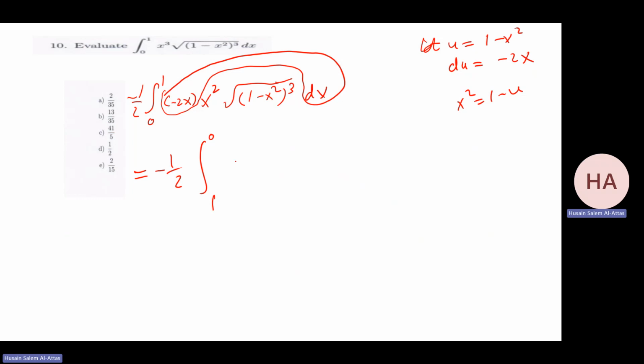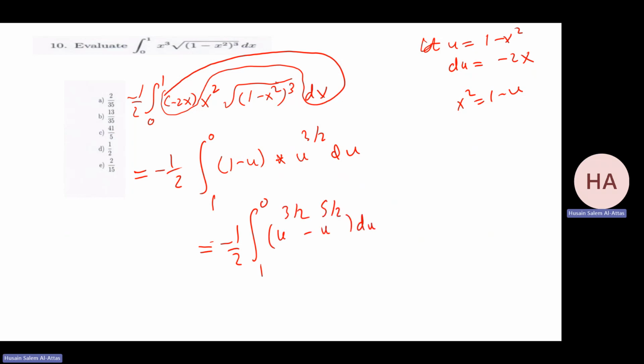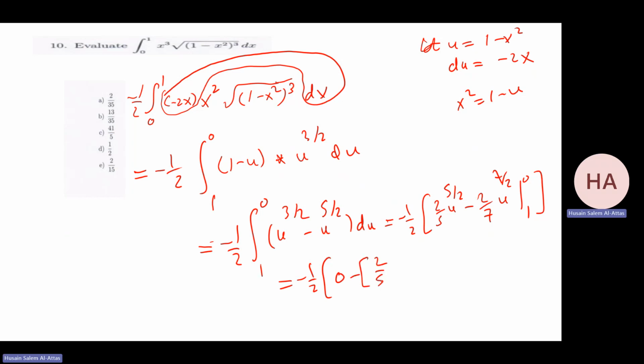Okay, I have x squared, which is 1 minus u, times u to the power 3 over 2, du. Now do the calculation, minus half from 1 to 0, of u to the power 3 over 2 minus u to the power 5 over 2, du. That will be minus half, 2 over 5 u to the power 5 over 2, minus 2 over 7 u to the power 7 over 2, from 1 to 0. That will be minus half times 0 minus this one, which will be what? 2 over 5 minus 2 over 7.